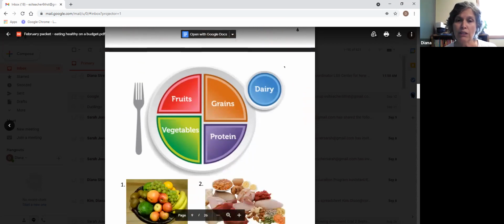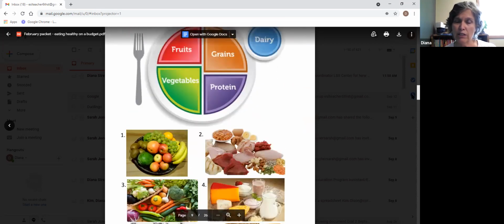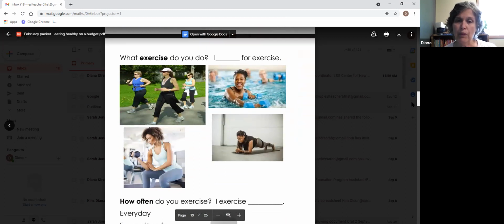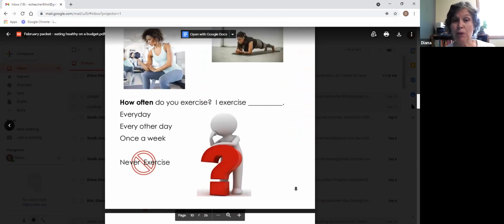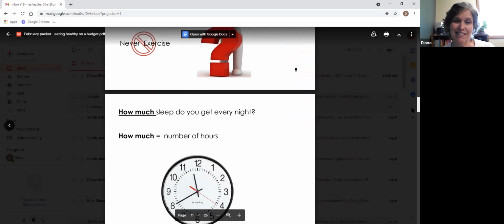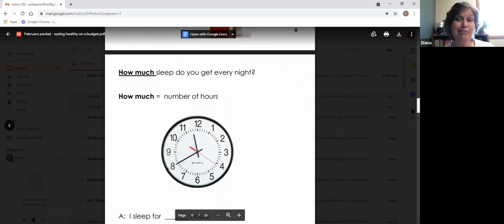I also shared the nutritional plate. We talked about exercise. And then how often. So we practiced the how often words, every day, every other day. I never exercise. Some of them, I never exercise outside my house. Inside my house, I run after the children. So different ideas, right? And talking about sleep.